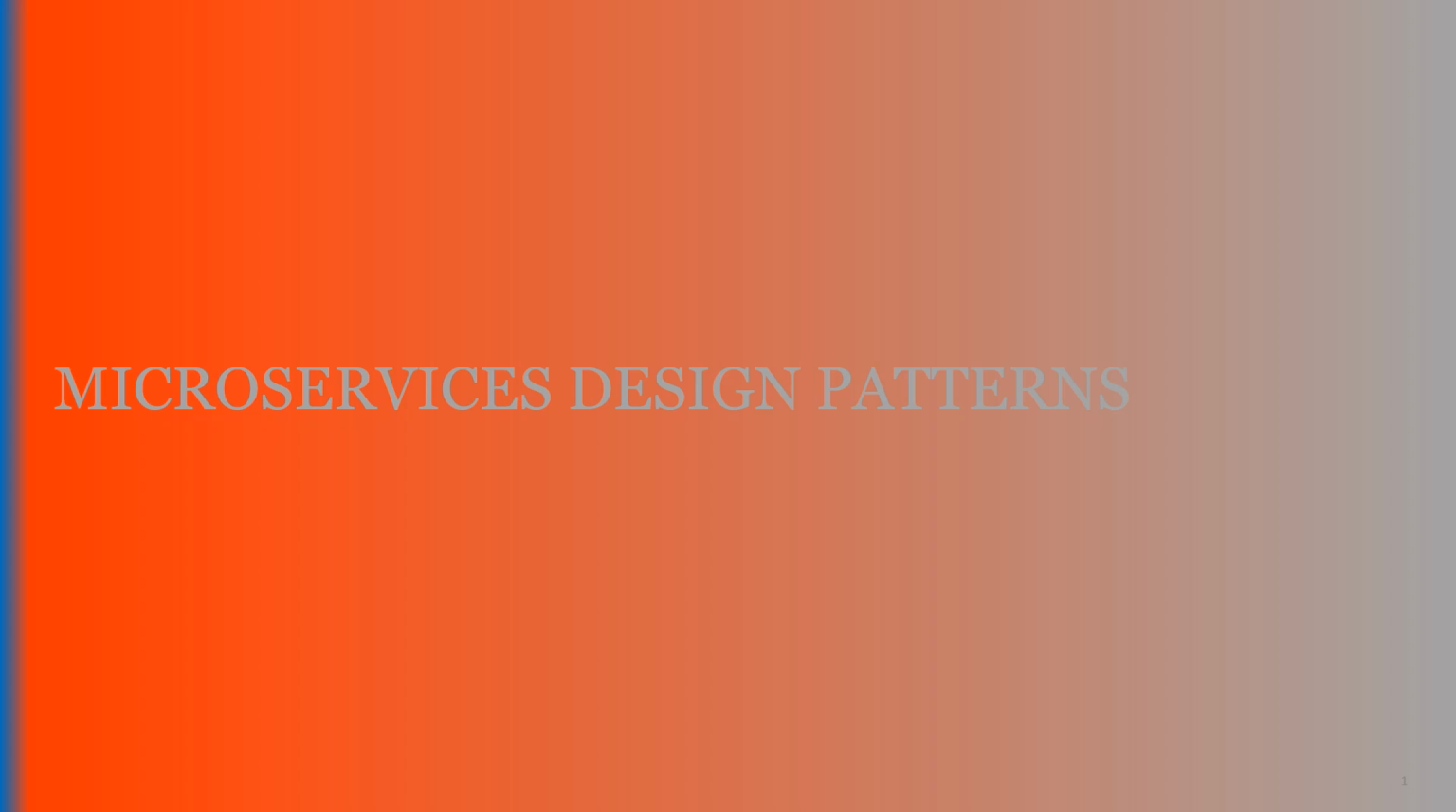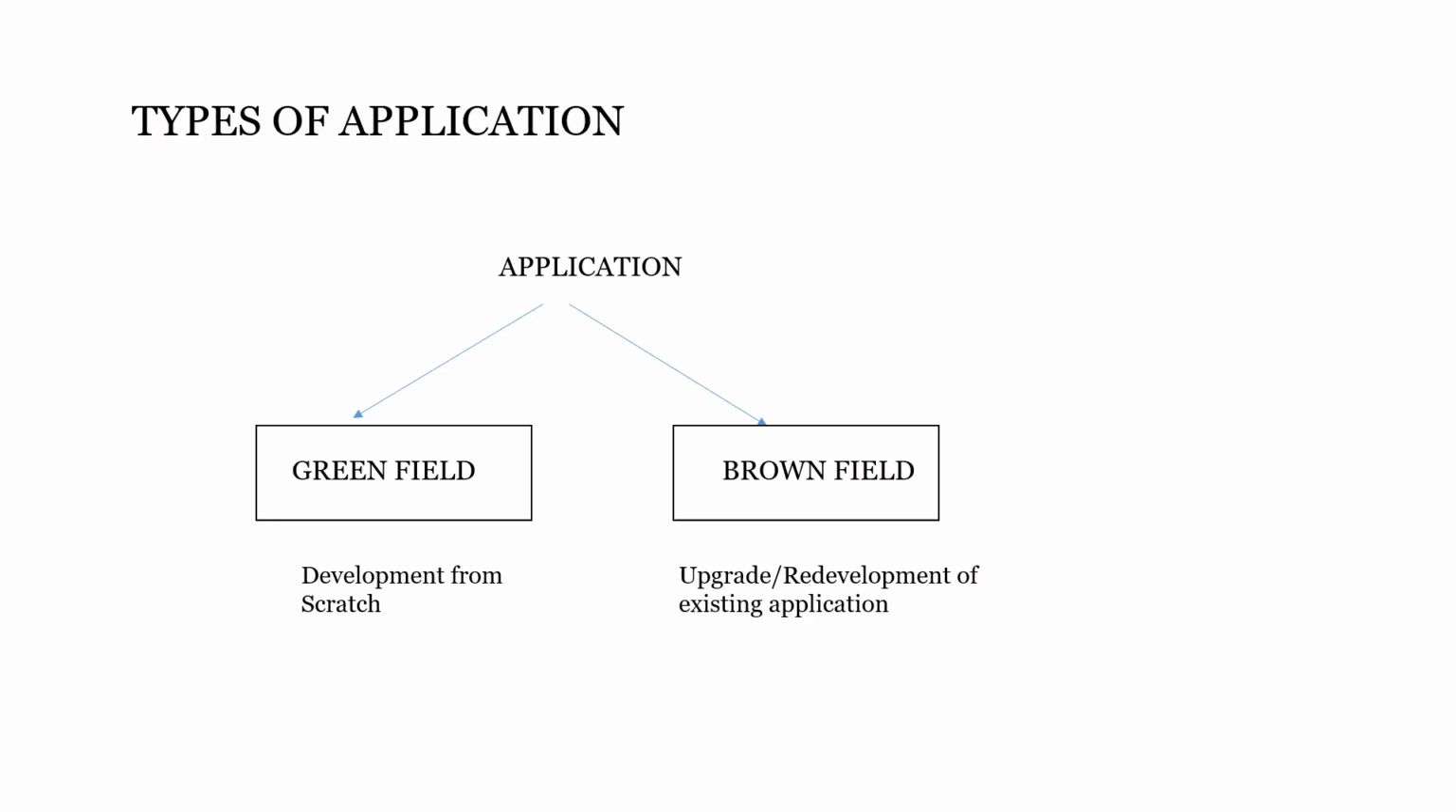Hi everyone, let's proceed further to discuss microservices design patterns. While building an application, there can be two types of application, greenfield or brownfield. In the case of greenfield, you are developing a software product from scratch rather than building from an existing application, but it requires a minimum operational readiness and technology readiness.